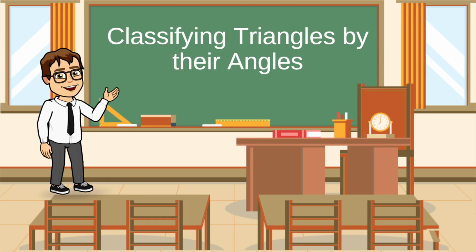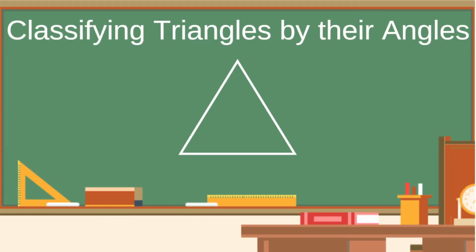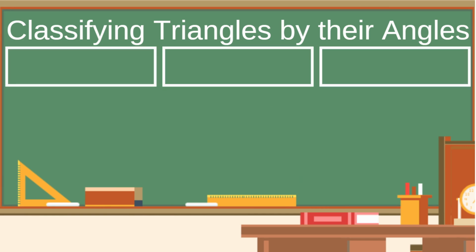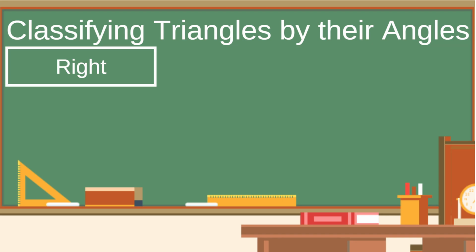Let's begin. Triangles have 3 angles. Luckily for us, there are also 3 different categories we can sort them into. There are right, obtuse, and acute triangles. Let's begin with understanding right triangles.